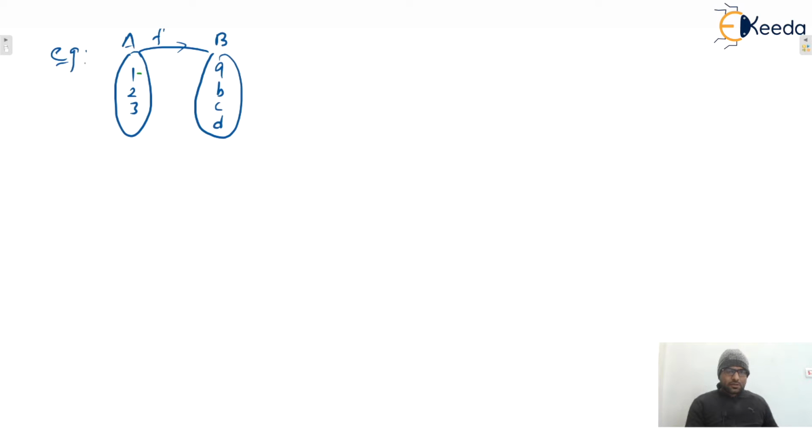For one to one correspondence, we can say that every element has one image, or every element of set B has a unique pre-image as well, isn't it? So one to one correspondence means what? Every element inside set A has a unique image inside set B, and every element inside set B has a unique pre-image inside set A, isn't it? Then we can say that that is a one to one function.